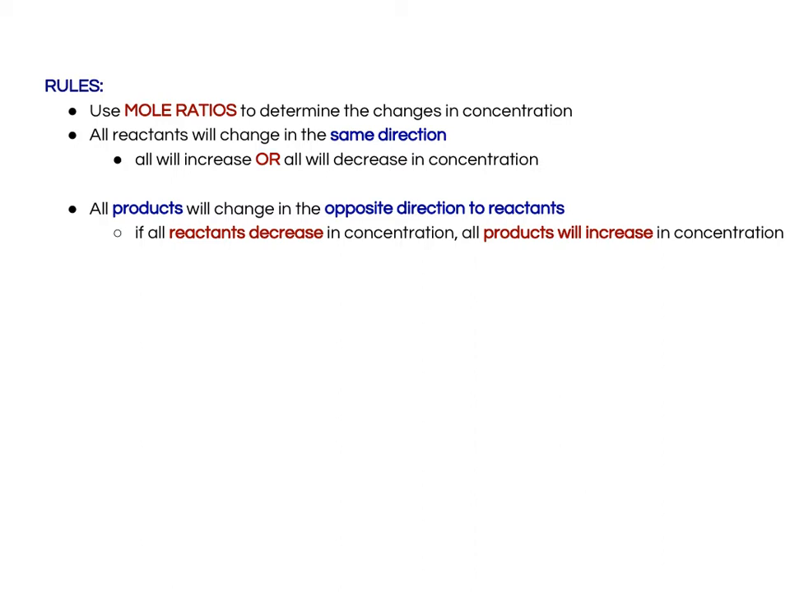So for your own notes, please write down the following rules. As we just discussed, we're going to use mole ratios in order to determine the changes in concentration. All reactants will change in the same direction. In other words, they're all going to increase or they're all going to decrease in concentration. And lastly, all products are going to change in the opposite direction to the reactants. Because if the reactants are going to decrease, then we're going to expect the amount of our products to increase, and vice versa.